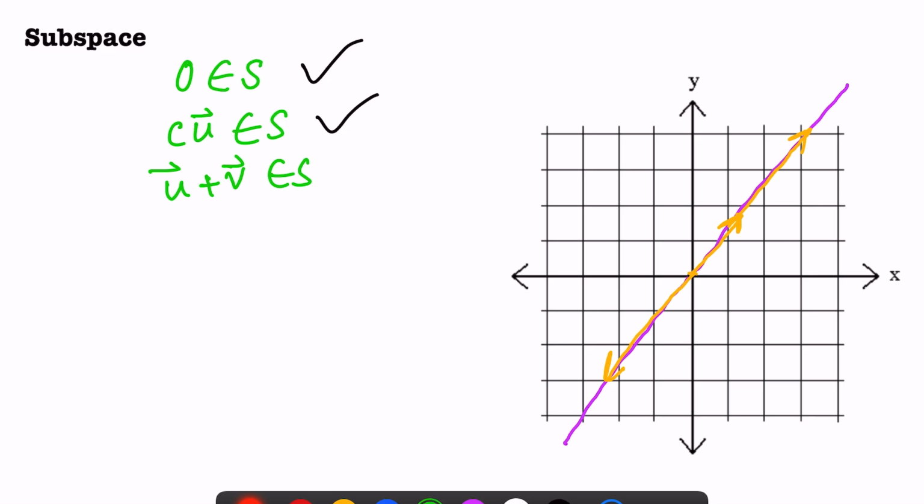Now let's take one vector in this direction and one more vector either in this direction, or we can take the other direction as well. Let's add these two vectors. The resultant added vector also will fall on this line only. So this line is closed under vector addition as well. So a line going through the origin is a subspace.